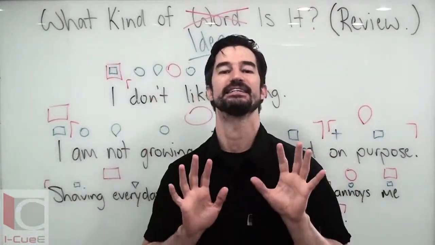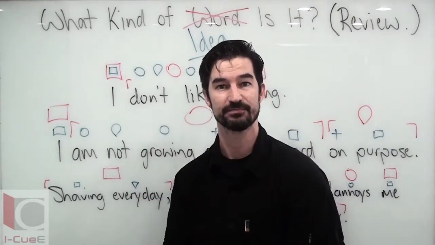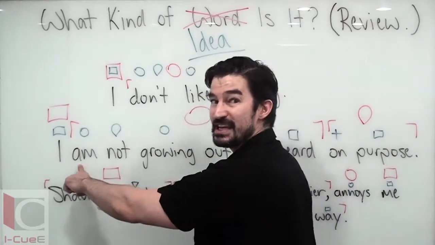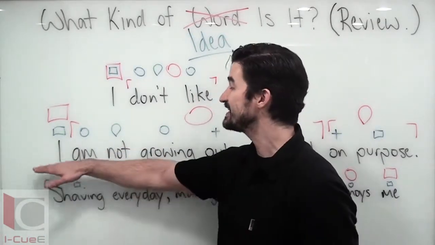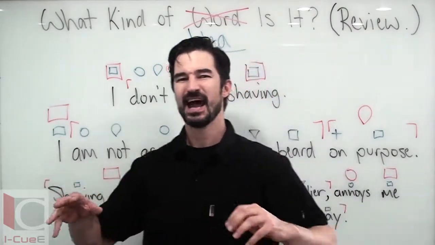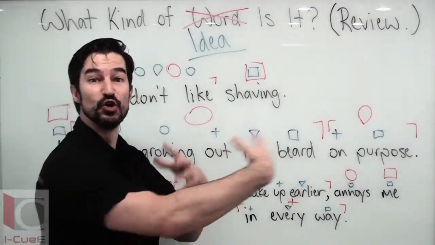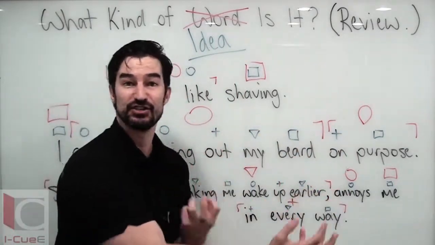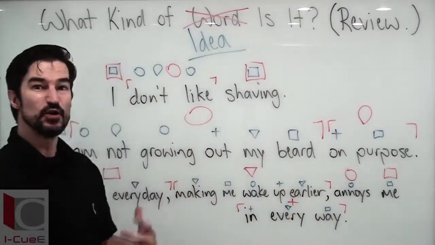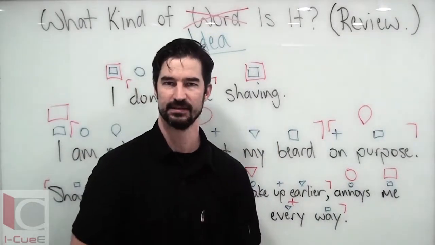So let's break it down. What are the important ideas? Well, you need to know the subject. And again, it's really easy. I, and then you see be verb, so you know this is the end of the subject. I am the subject. Now, what is happening? What am I doing, or in this case, not doing, in this sentence? If you say, I am not growing out my beard on purpose.